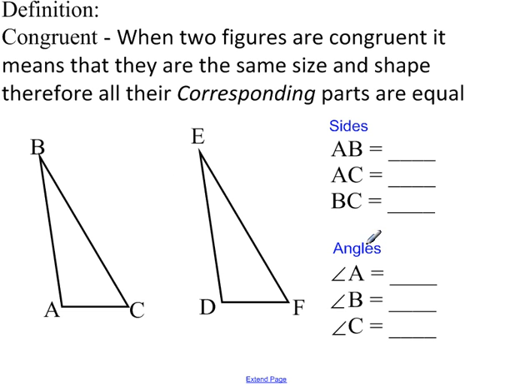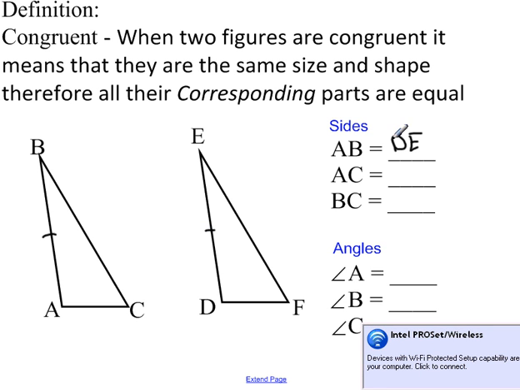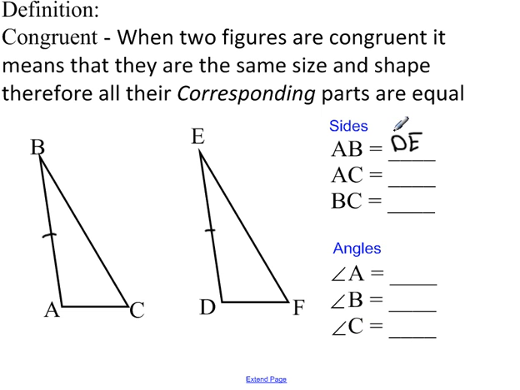So let's fill in the blanks here. If these two figures are congruent, that means that segment AB should be equal to the corresponding part on the other figure. So AB is equal to DE. So I want you to pause the video and just fill in the blanks right now before I fill them in.